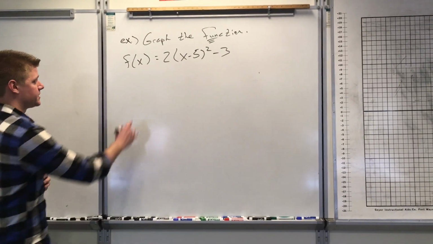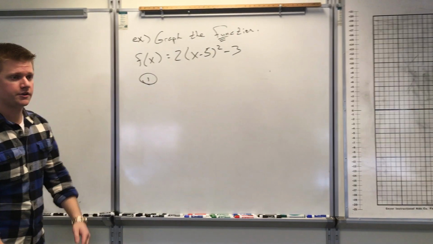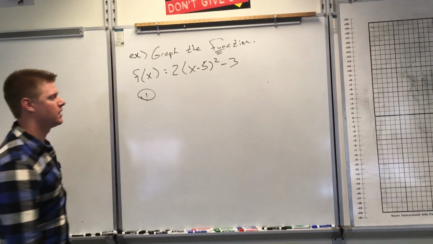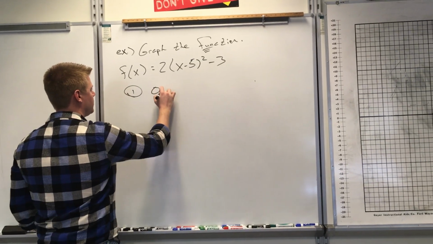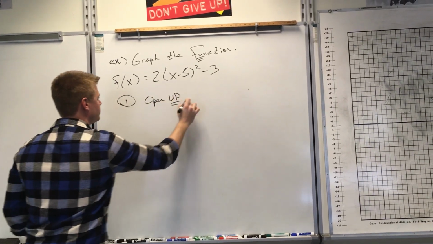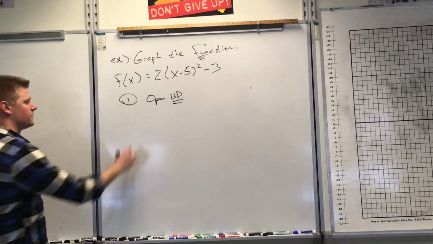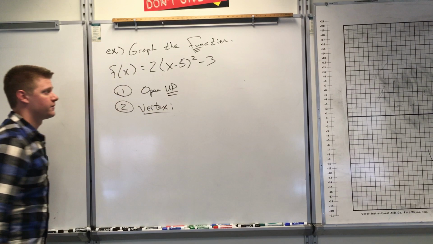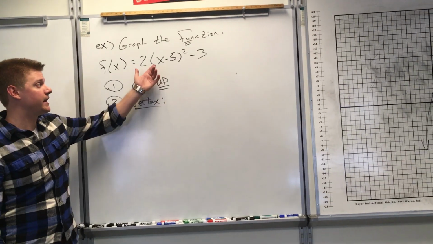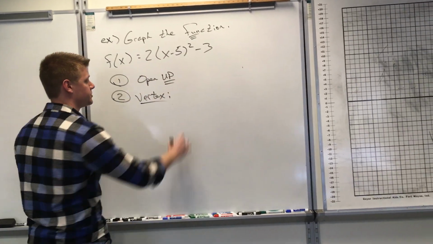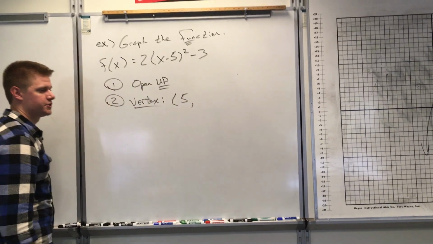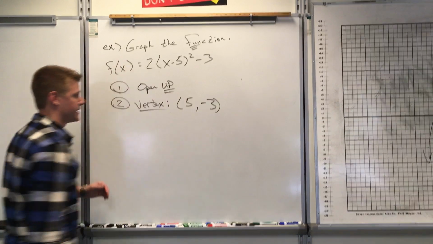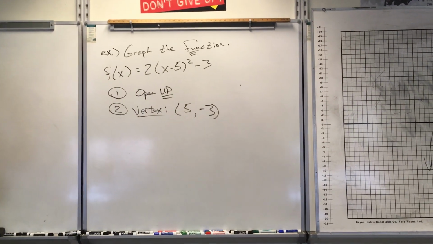As always, first thing we start with, what direction will this parabola open? It is a positive 2 coefficient out in front of our quantity. That means the graph will open up. Second thing, vertex. The vertex of our parabola here will be, again, it is a minus 5 in parentheses, which is going to cause our x coordinate to be positive 5. And then a minus 3 at the end gives us a negative 3 for our y coordinate.